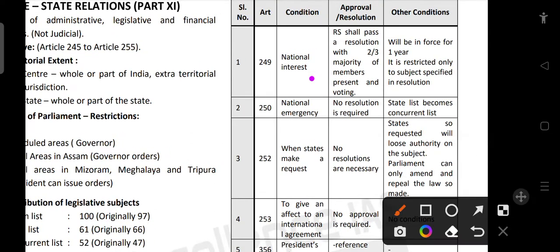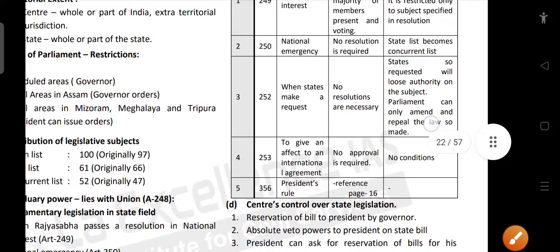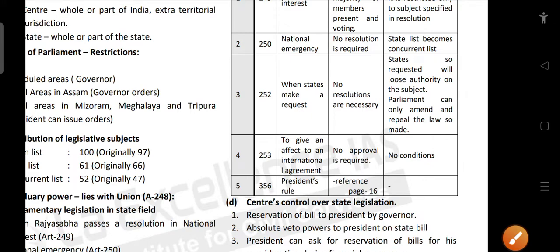In case of national interest, Rajya Sabha passes a resolution, it will be in force for 1 year. Then in case of national emergency, the State list can be converted into the Concurrent list. And in case when the state makes a request, Parliament will make the law. Then for implementing an international agreement or even during President's rule, these things will be done.